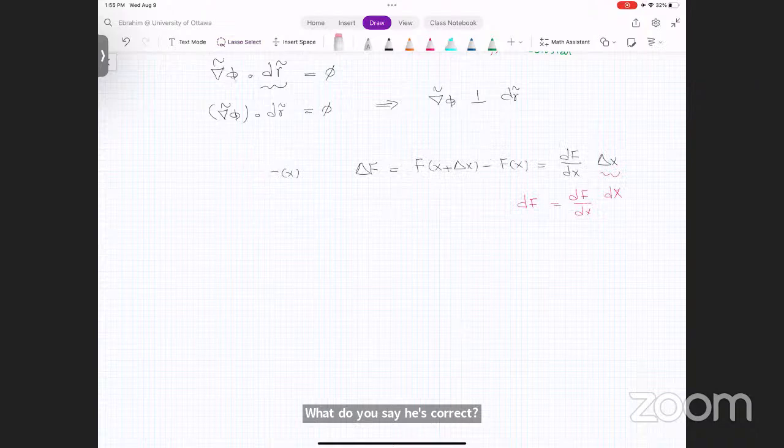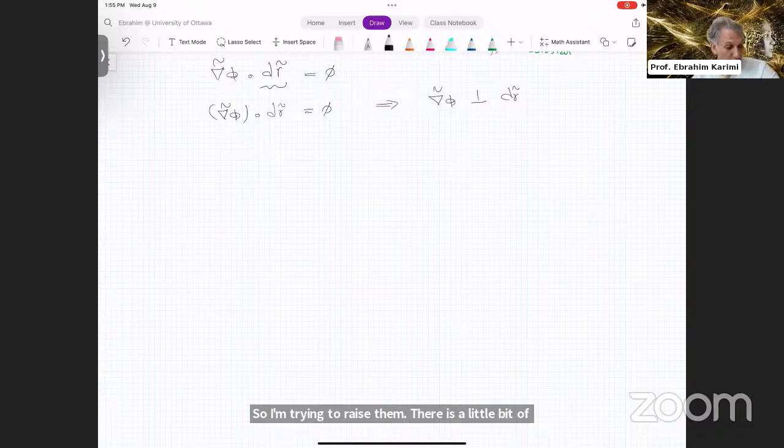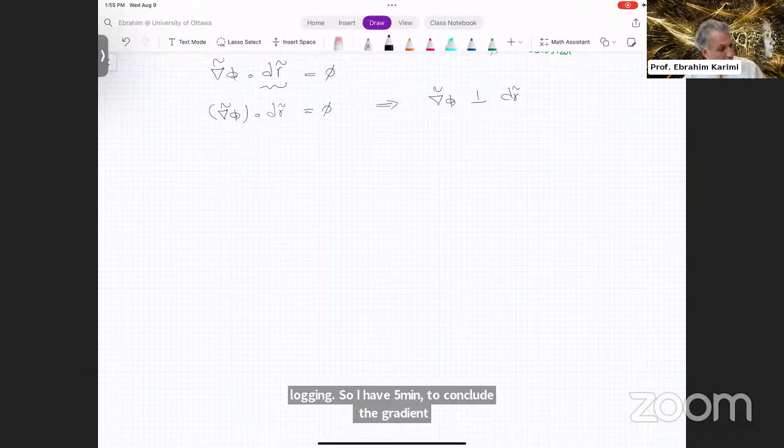There is no more question. Okay, lovely. So I'm trying to erase them. There is a little bit of lagging behind. So I have 5 minutes to conclude the gradient. Well, I don't know if I have something else to tell about the gradient.